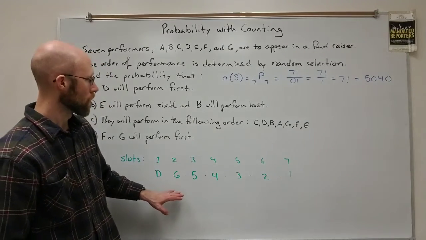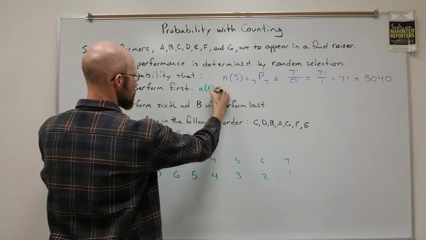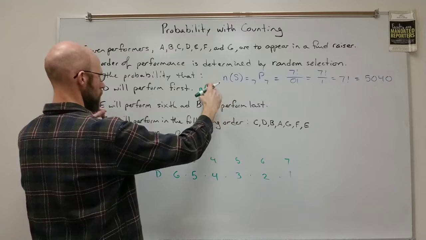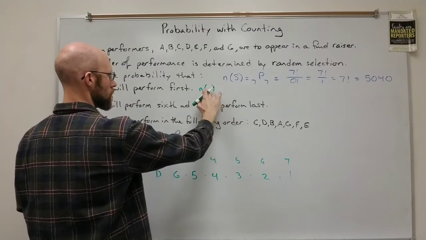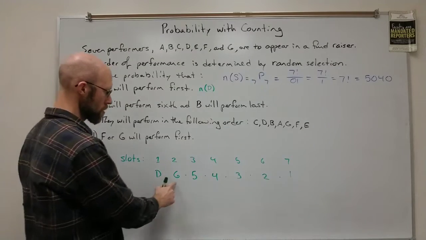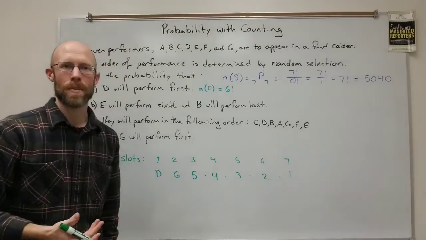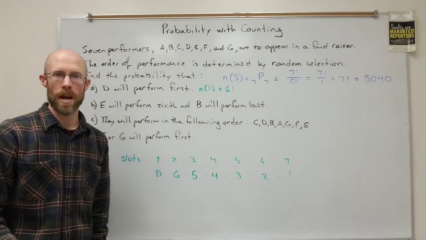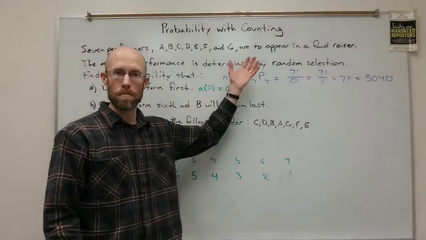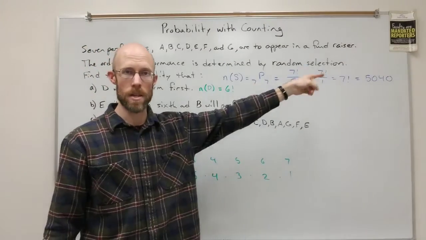And so the cardinality of this set where D performs first, in fact, let's just call it D actually, right? Cardinality where D performs first is going to be 6 factorial. That's the number of ways that D performs first out of that whole set. And so then the probability is the ratio of this cardinality to the sample space cardinality.